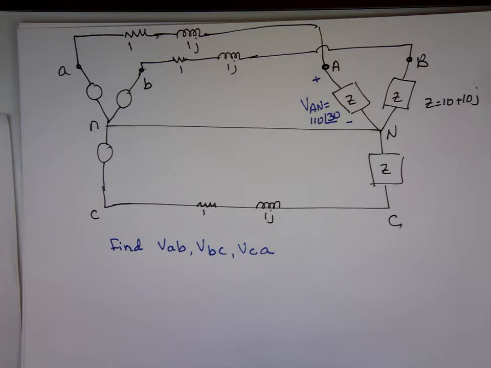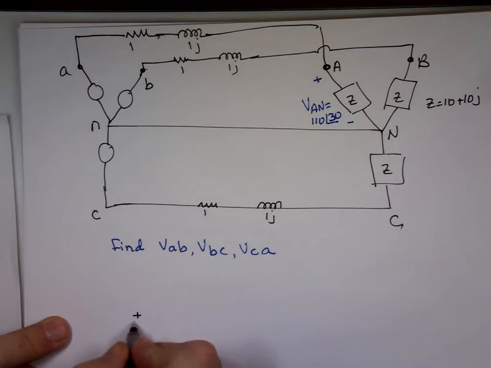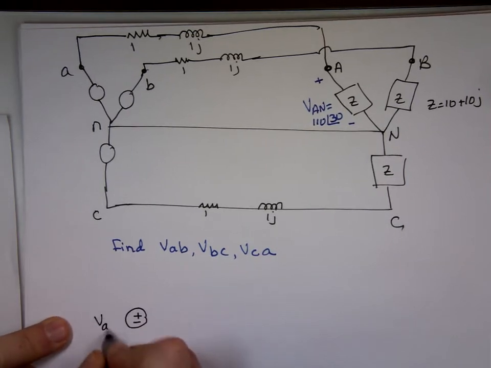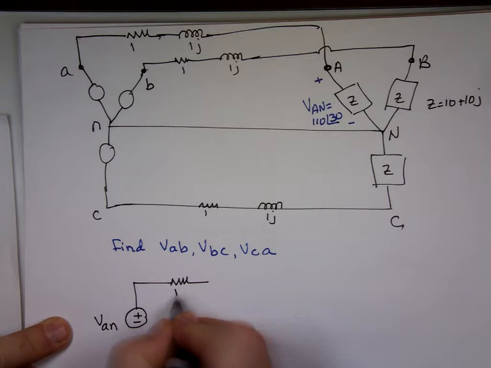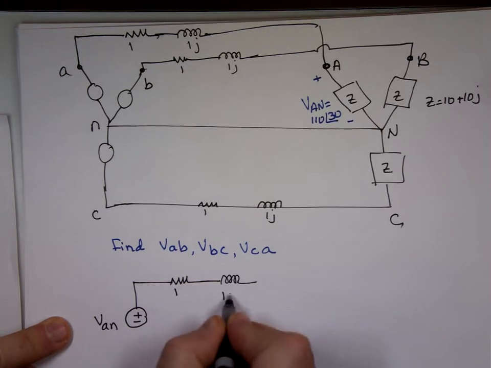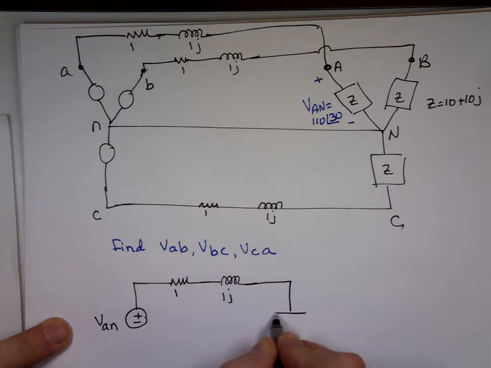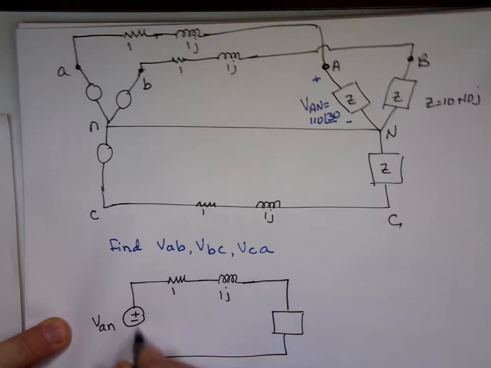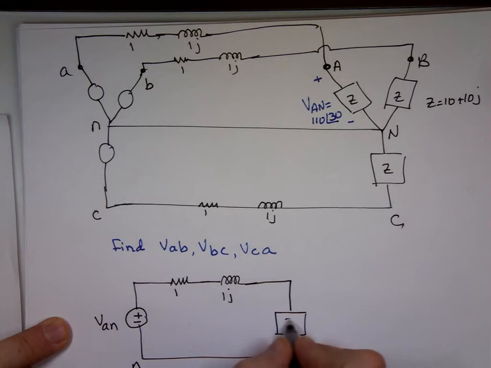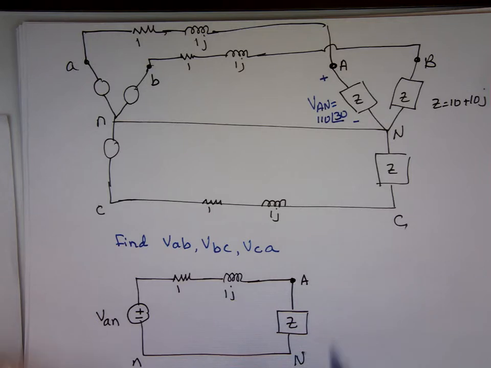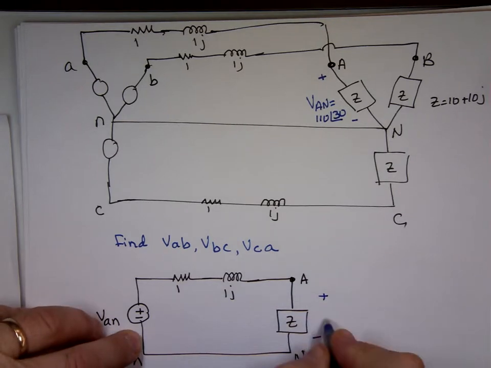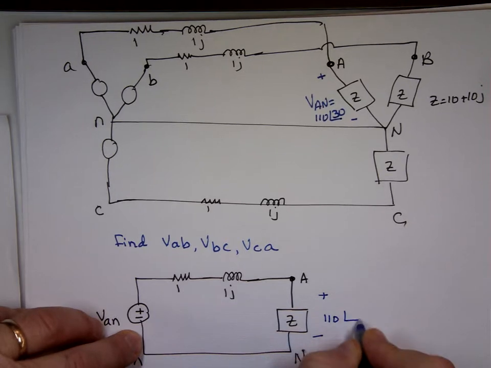Now, what I would have done with this, I would have just taken one phase of that. And if I take one phase of that, this is what I see. I see a voltage source here of a value VAN. I don't know what that number is. It's going through a 1 ohm, through a 1J, through Z here. And this is small n, and this is capital N. And I know the voltage here to be 110 angle 30.